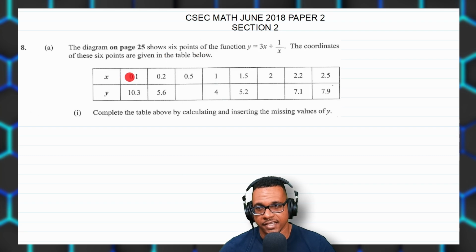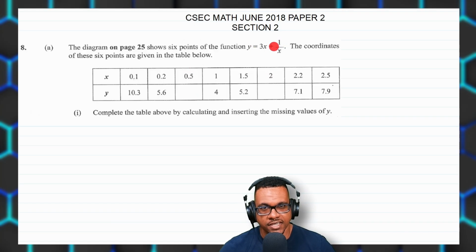So we have the x part of the coordinates on top here, and we have the y part of the coordinates below here. Now we can clearly see that here is missing and here is missing. So for part 1, they want us to complete the table above by calculating and inserting the missing values of y, which just means to fill out these two values that are missing here. So we want to know what is y when x is 0.5 and what is y when x is 2.